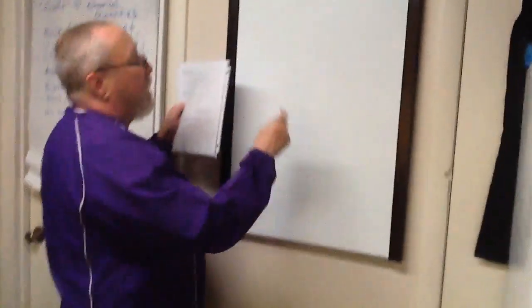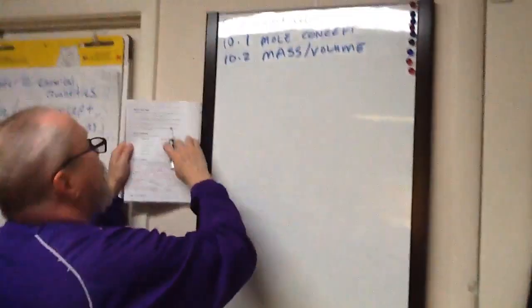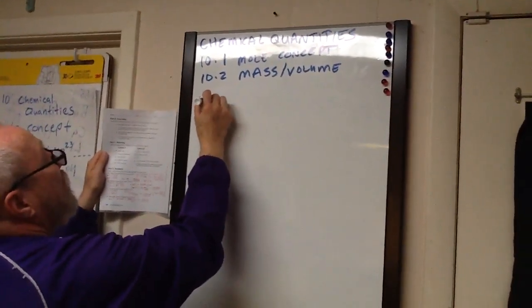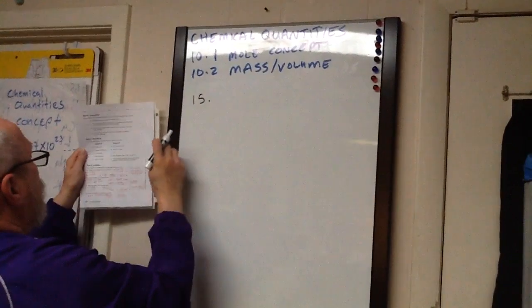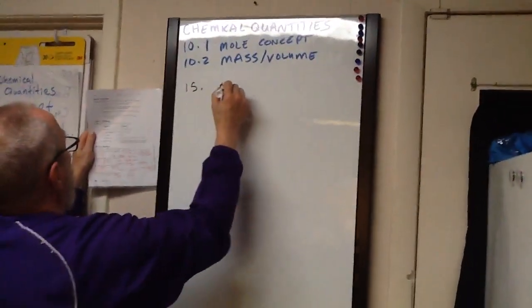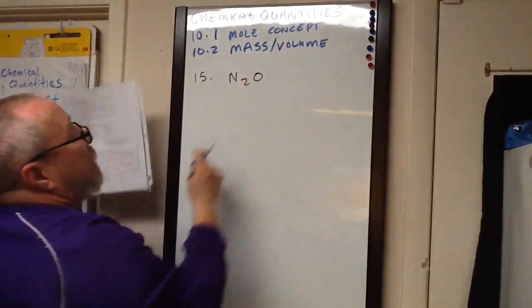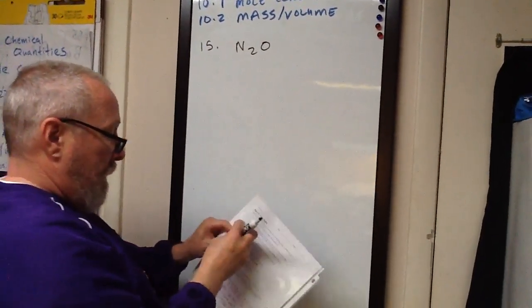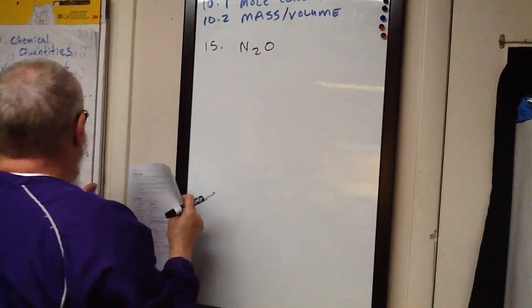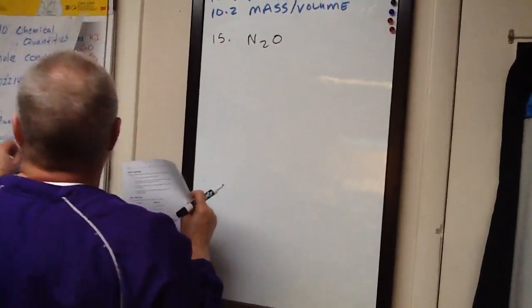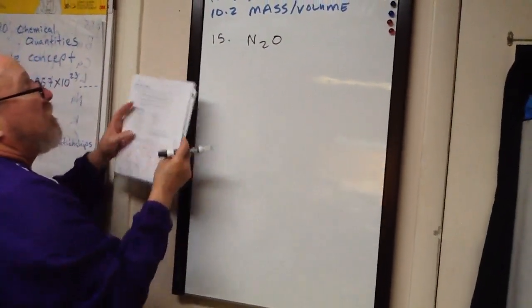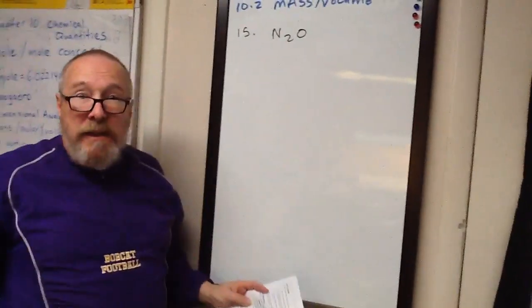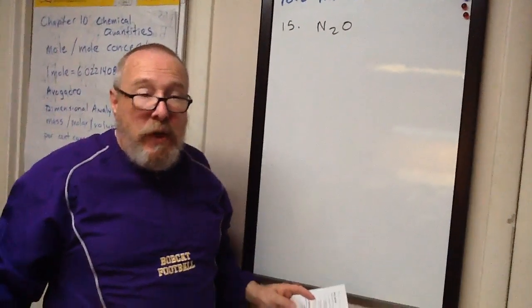So, let me go up here and answer section 10.2, questions 15 through 18. Question 15 asks, what's the density of N2O, dinitrogen monoxide, a fairly common gas that you know as nitrous oxide from the dentist's office? It says, what's the density? And it didn't give you any values.